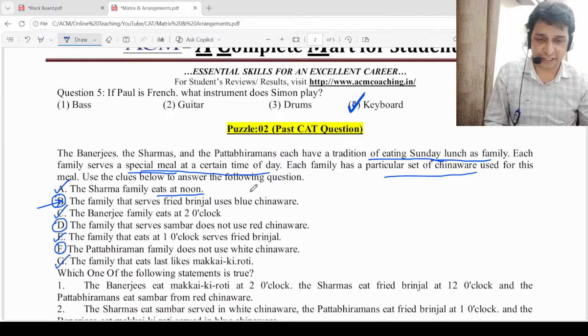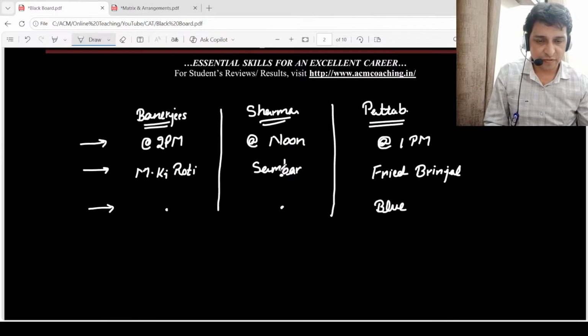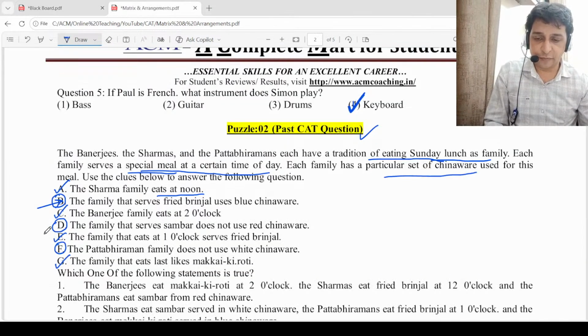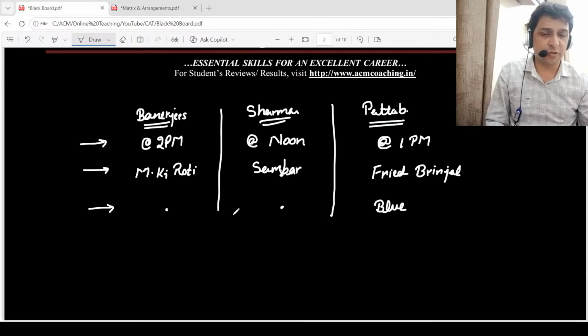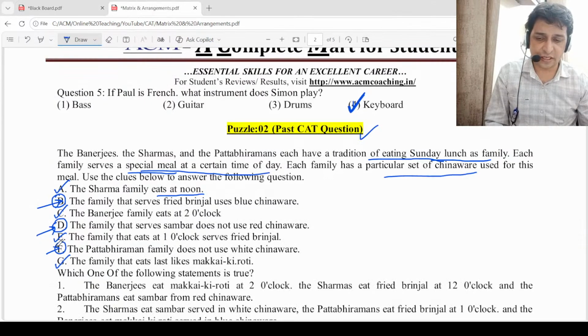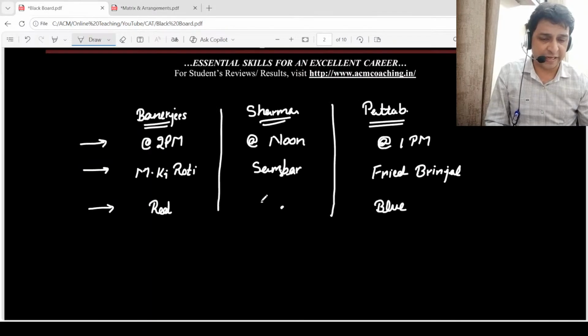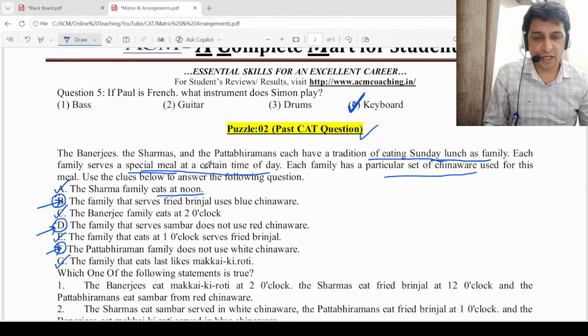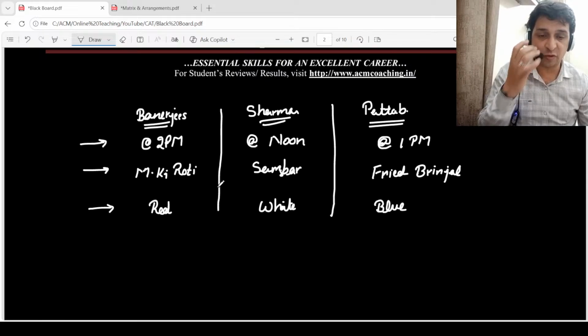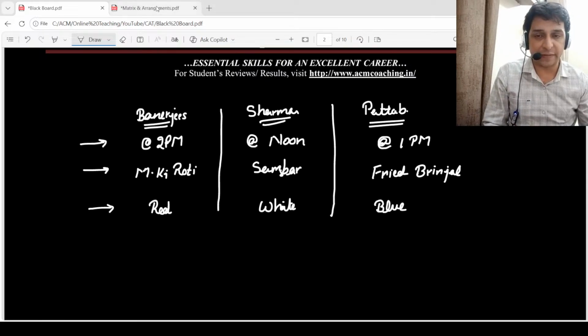Now this is a CAT question actually. It came in past years, CAT, and the table method was used majorly here. Now information D that we can use now: the family that serves sambar does not use red. That means Banerjees use red. And the last information F, Pattabhiraman does not use white. That means the color of the third chinaware is white. Now this solves my puzzle with the table method because all the information was not in front of me, so I could not use matrix. I could use only the table method here.